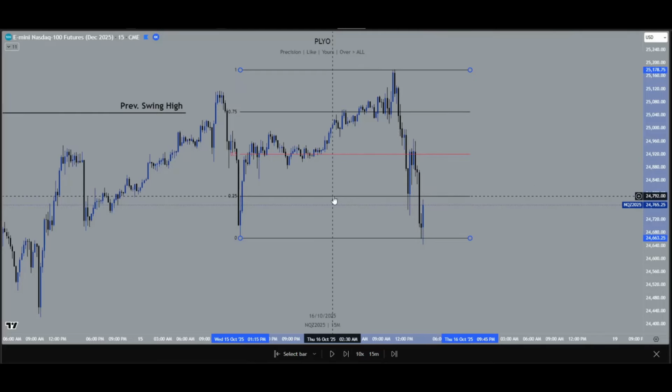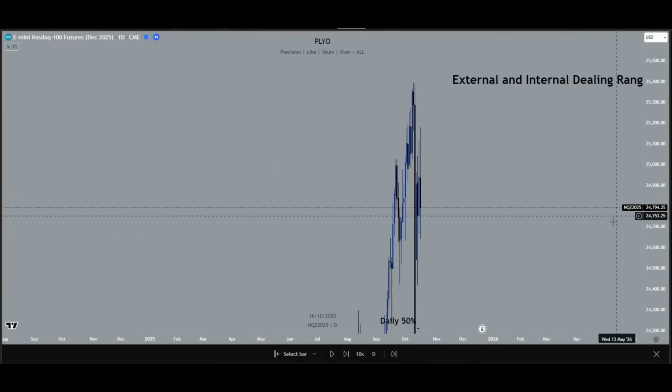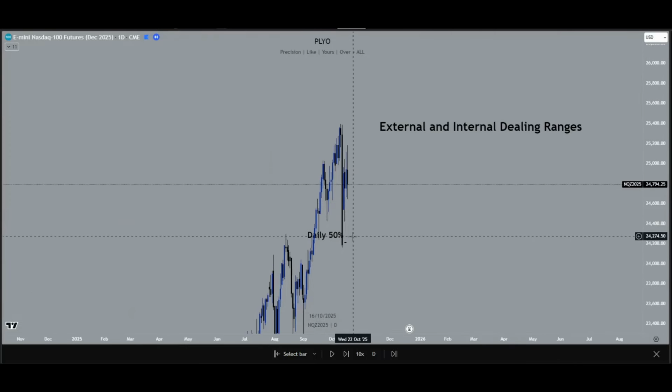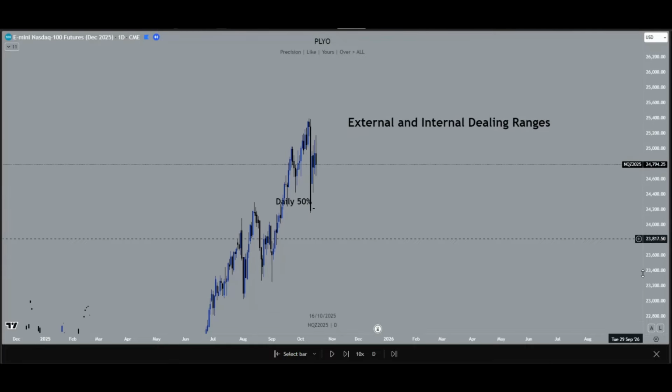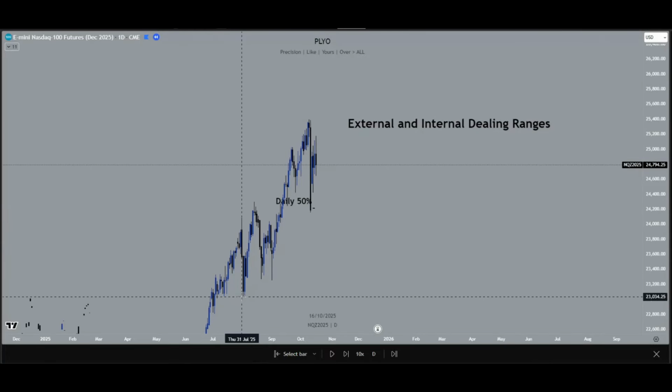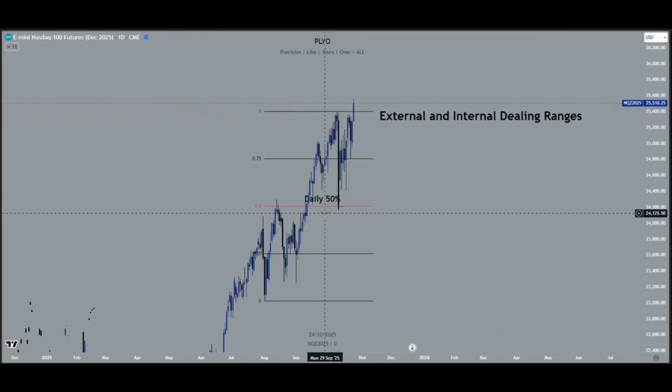It works on every single time frame. Because remember, we just did external to internal dealing ranges starting from the daily, using the daily as our guide for 50%. And actually, let's just play it out so we can see what actually happened here. We hit 50 there on the daily and we went back to the dealing range high. Simple as that. This was all just one major dealing range play.